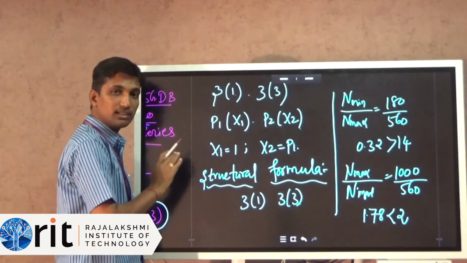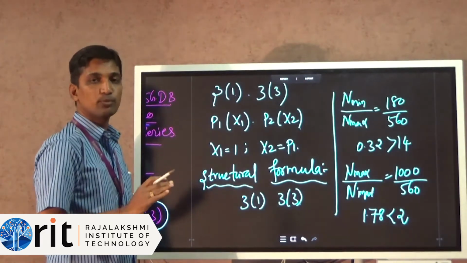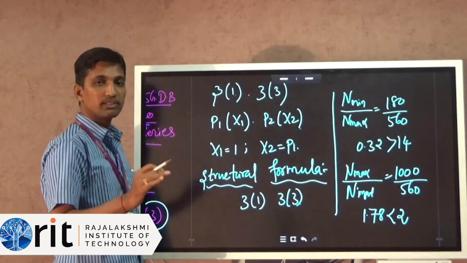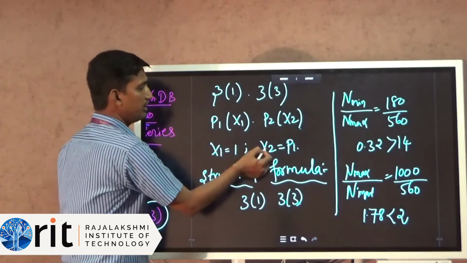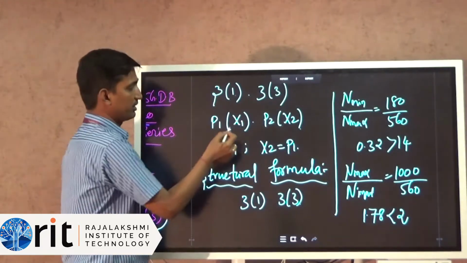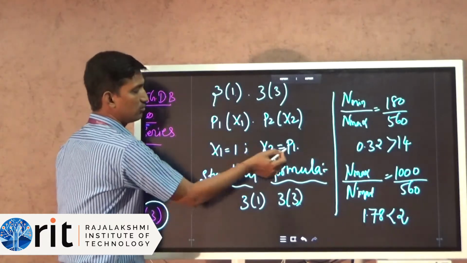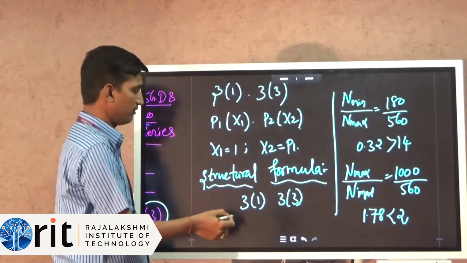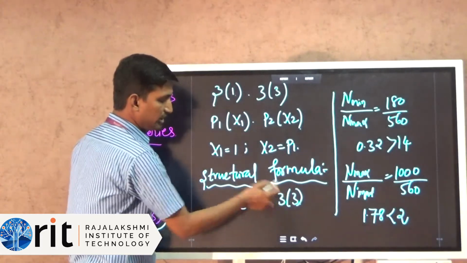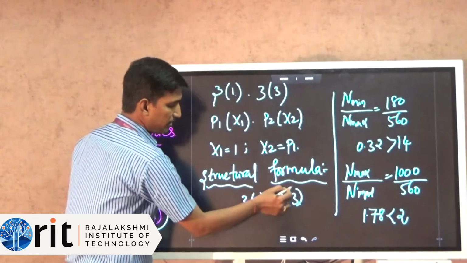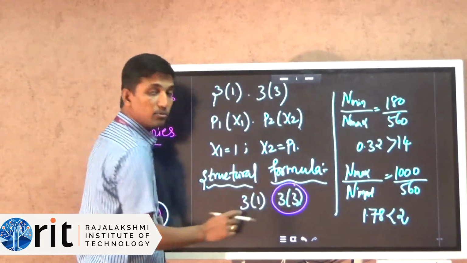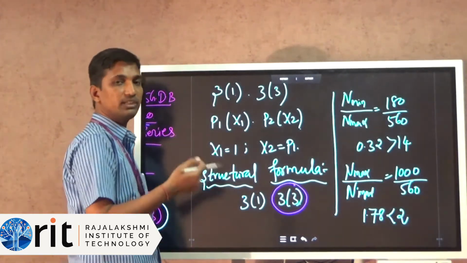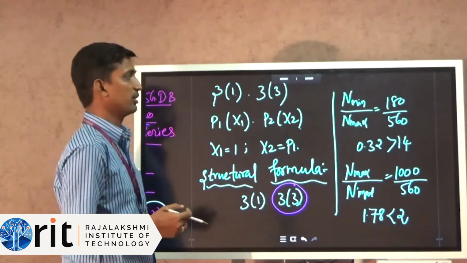Always, while calculating the different problems in the gearbox, X1 must be equal to 1. Similarly, X2 equals P1. This is the stage, this is the progression, X2 equals P1. Based on this, I write the structural formula as 3 into 1 and 3 into 3. At last, by multiplying both values, I get 9. That represents the value given in the problem as a 9-speed gearbox.